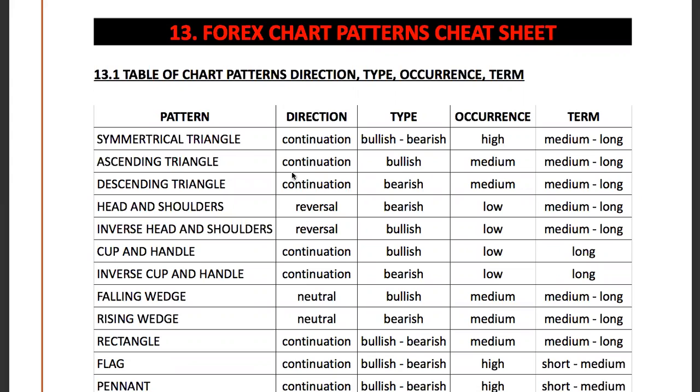Then the ascending triangle is also a continuation pattern, but it is a bullish pattern. Its occurrence is medium, not that high. It can hold for a medium time frame or a long time frame. The same thing for the descending triangle. Then the head and shoulders is a reversal pattern, and it is bearish. Its occurrence is low, although I've seen head and shoulders in my charts a few times, and it's actually worked very well. Its term can be medium to long term.